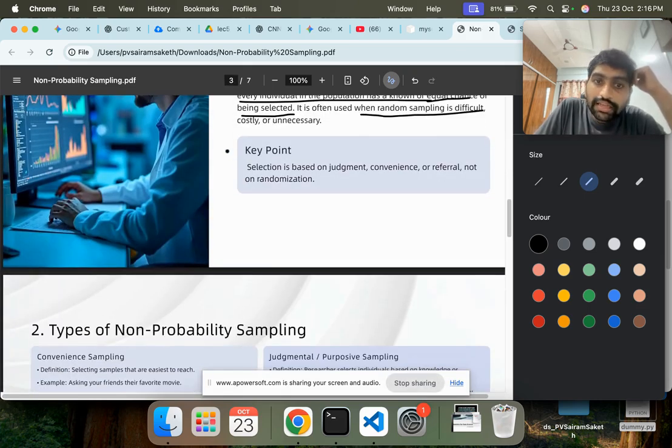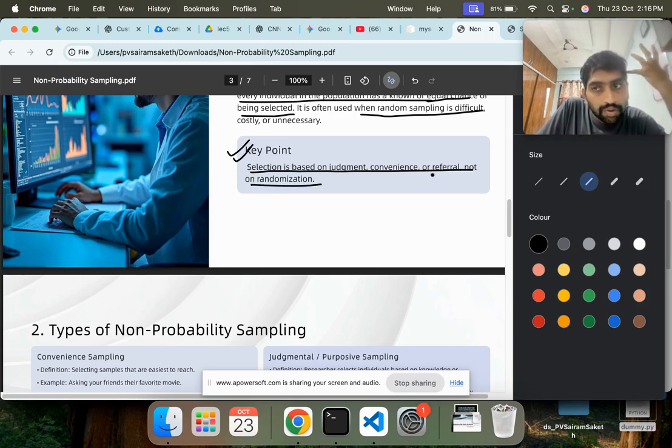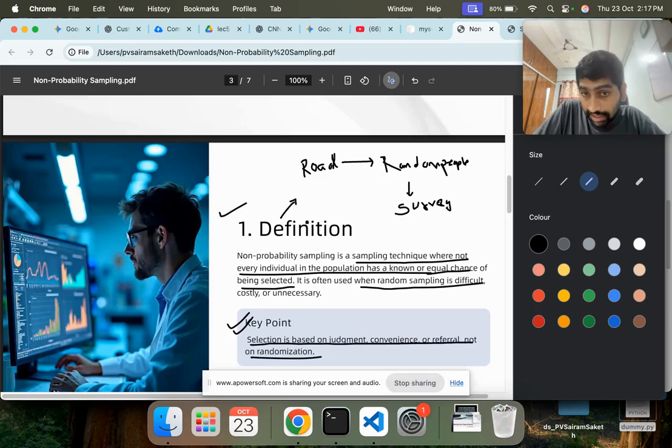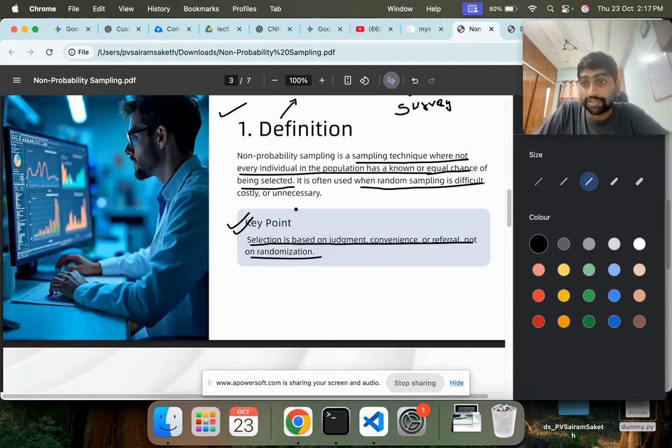So the key point here is that this selection is based on judgment, convenience or referral, not on randomization. Like many people who get a job without an interview, the probability of getting hired by cracking the interview is not involved here. He directly got the job through someone. Is there any probability involved here? No. That is what the non-probability concept is.